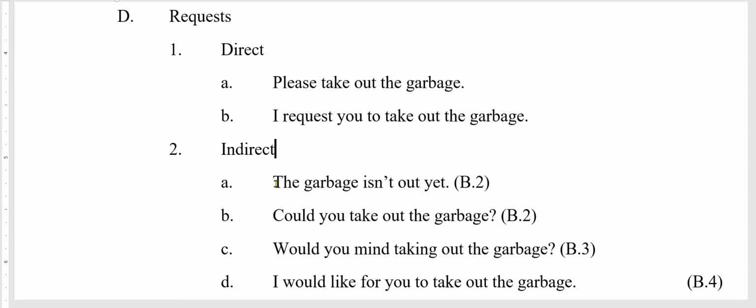You have C, would you mind taking out the garbage? And then D, I would like for you to take out the garbage. So think about these things for a minute.